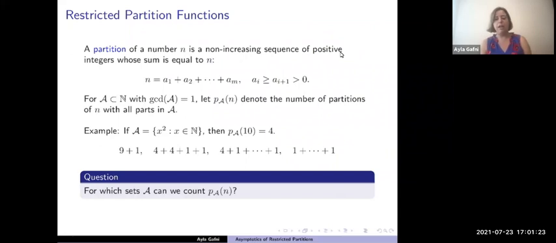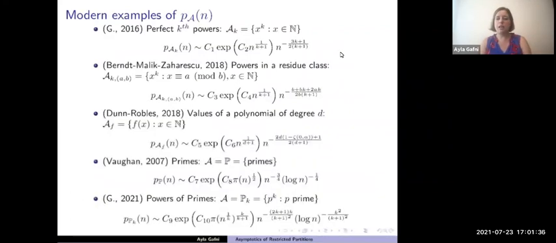of n? Now, restricted partition functions have been studied extensively over the past 100 years or so. And so the examples that I'm going to give are not exhaustive, but they'll give you an idea of what these sort of asymptotics look like. So here's some examples over the last 10, 15 years of restricted partition function asymptotics. So there's a lot on this slide, and I'm going to unpack it for you a little bit. So we have 5 results, 5 different classes of sets.